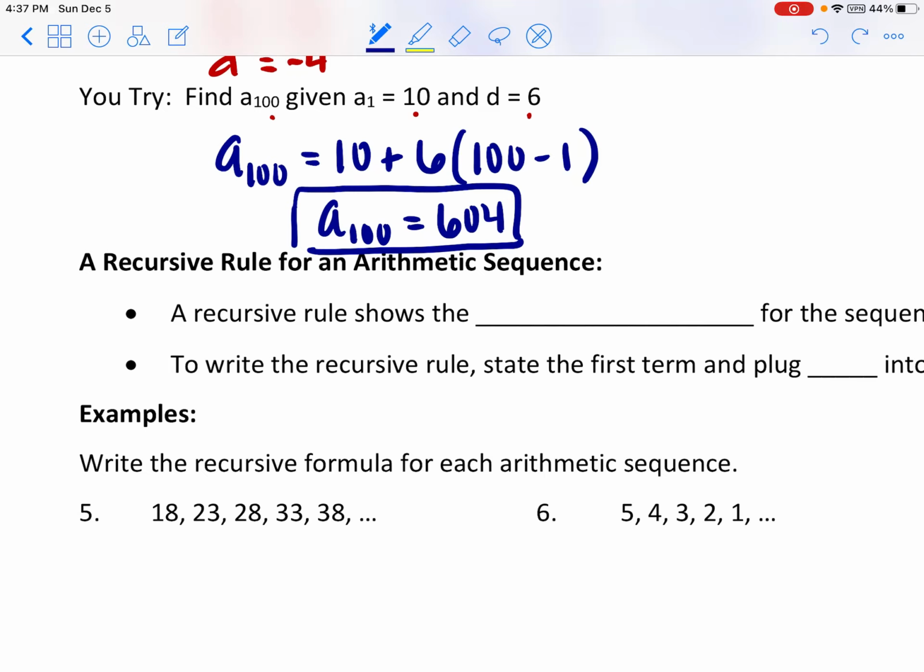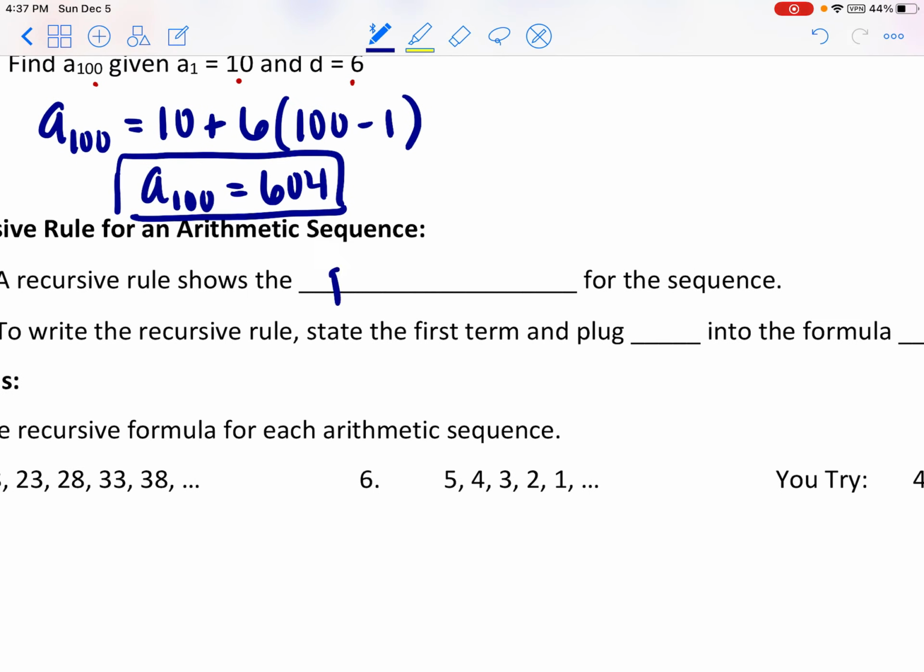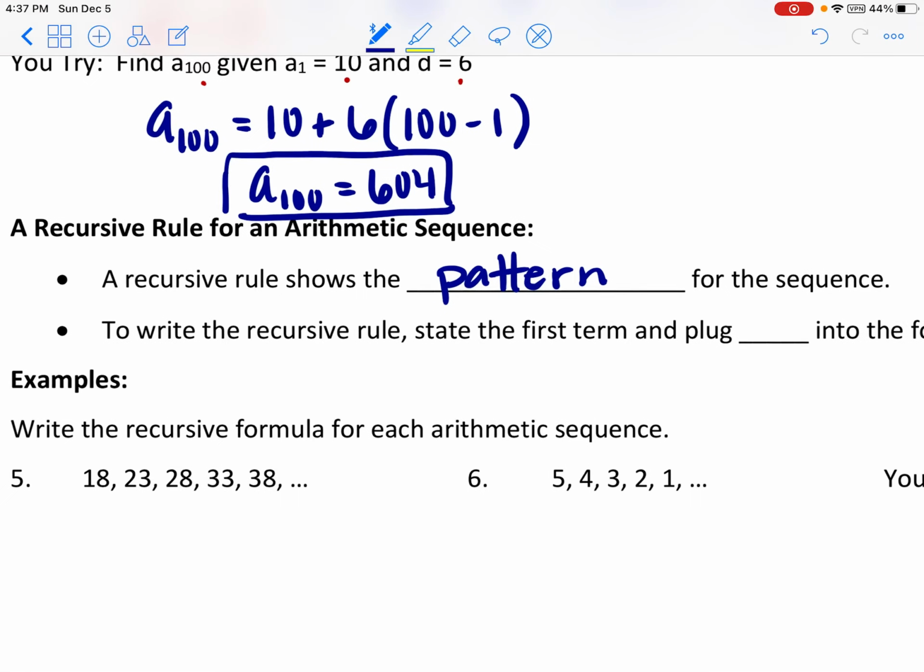All right, so we have the explicit formula again for finding terms. The next formula we're going to look at is not really a useful formula in terms of using it to find a term or something like that. The next formula is really just a mathematical way to state the pattern that we see in our sequence. And we call it writing a recursive rule, or sometimes it's called a recursive formula. So a recursive rule, again, just shows the pattern. What is the pattern for the sequence?